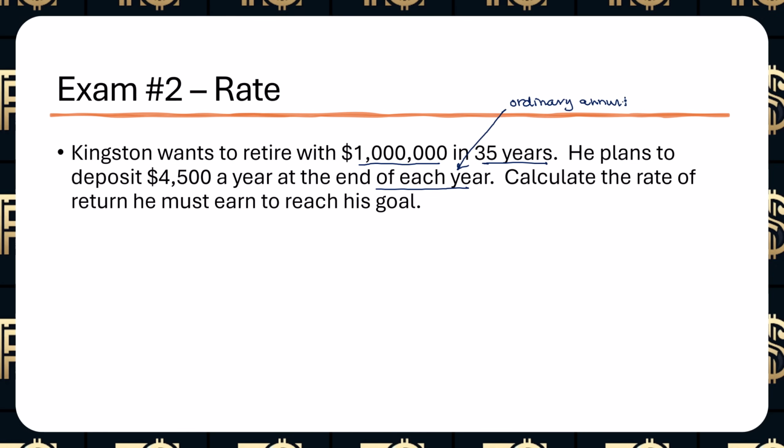Remember, the definition of an annuity is a constant set of cash flows for a finite period of time. The period of time is 35 years. The cash flow is $4,500. It's not growing. It's not changing. It's a constant cash flow, and it's made at the end of each period, which makes it an ordinary annuity, not an annuity due. In this specific question, we are asked to calculate the rate of return that he must earn in order for him to be able to reach his goal. So we're solving for IY now.